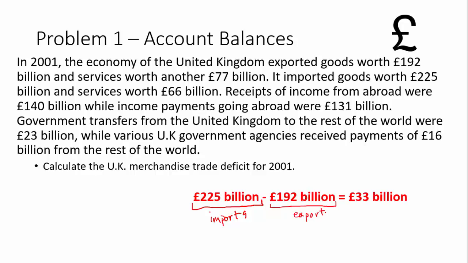So in the case of trade, exports are good, I guess you could say, and imports are bad, in the sense that the more we export, that's kind of like revenue. We get paid for those. The imports are things that we have to pay for. So in this case, because our imports are greater than the exports, then this 33 billion pounds is a deficit, a trade deficit.